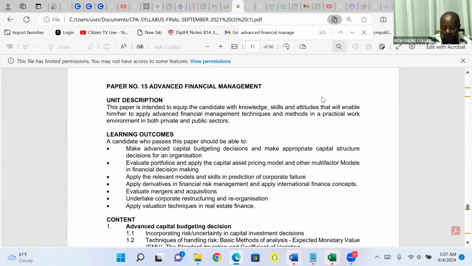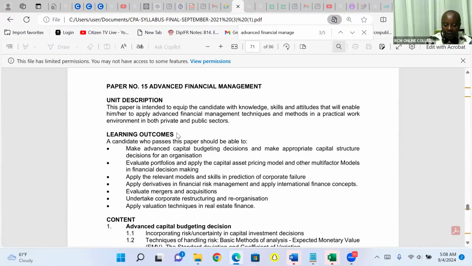Remember, the concept here is that we should be able to pass this paper on the very first attempt. You should not go to the second attempt. So it's paper number 15, Advanced Financial Management. This paper is intended to equip the candidate with knowledge, skills, and attitude that will enable him or her to apply advanced financial management techniques and methods in a practical work environment in both private and public sectors.